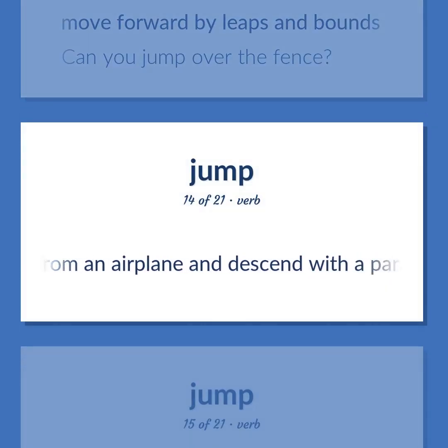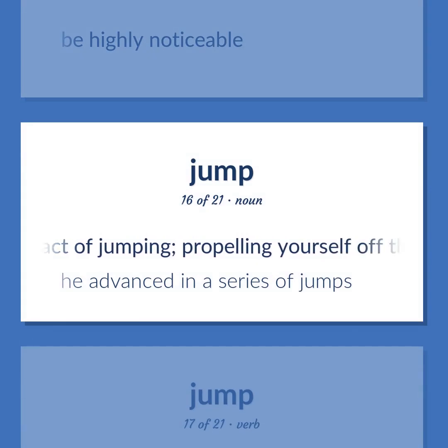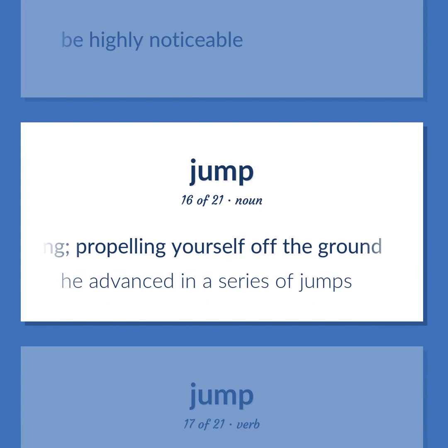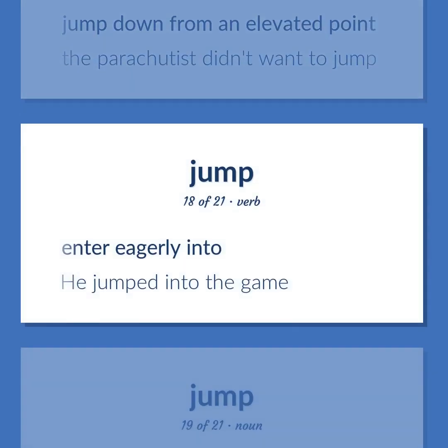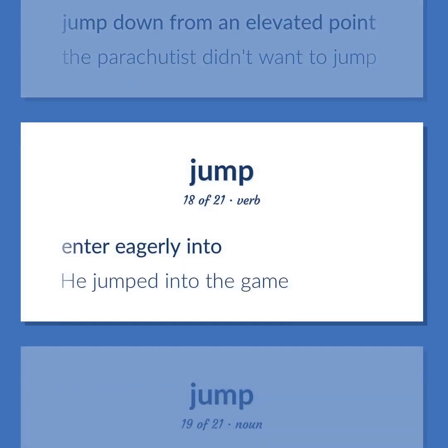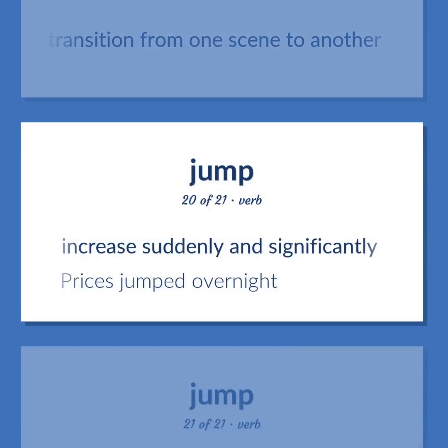Jump from an airplane and descend with a parachute. Be highly noticeable. The act of jumping, propelling yourself off the ground. He advanced in a series of jumps. Jump down from an elevated point. The parachutist didn't want to jump. Enter eagerly into. He jumped into the game. Film: an abrupt transition from one scene to another. Increase suddenly and significantly. Prices jumped overnight.